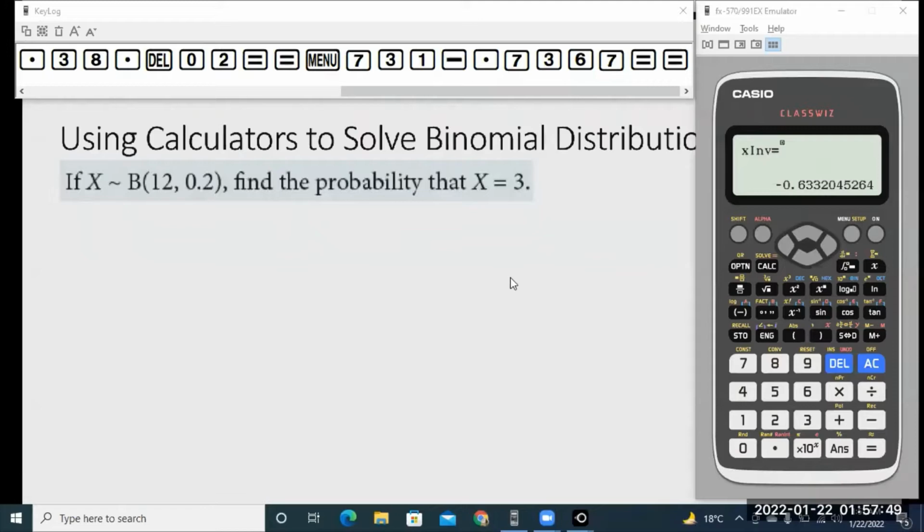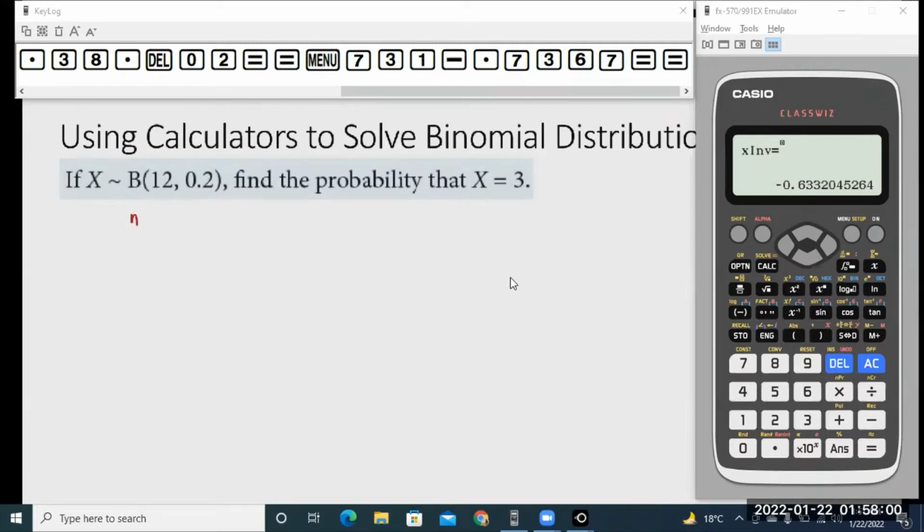Okay, in my previous videos, I was explaining to you the normal distribution on the calculator. This video is about using your calculator to find the binomial distribution. Now, as you know, the formula for the binomial distribution is nCr q^(n−r) p^r.